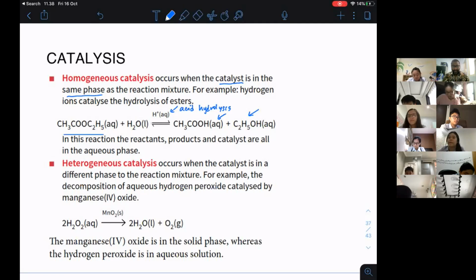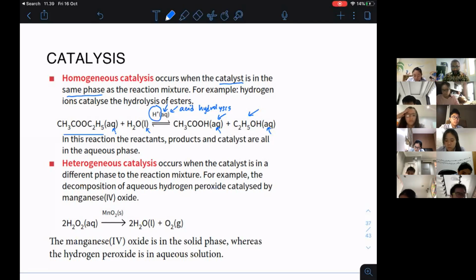If you look at the state, or the phase, of the acid, it is aqueous. Aqueous means it contains water, which is in liquid form. You can see that all of them, the reactants, products and catalyst, are in the aqueous phase, or in a situation where they have water. So that is known as a homogeneous catalyst.